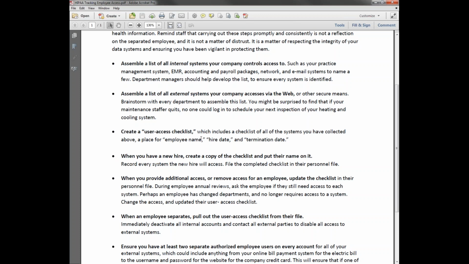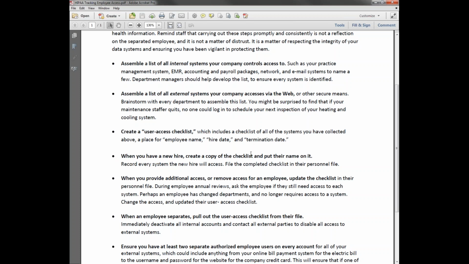Creating a user access checklist, which includes a checklist of all the systems you've collected above and places an employee name, hire date, and termination date. And this allows us to really know who has access to what system and when they were hired and when they were terminated. That way accesses have been given as well as removed, depending on if an employee is hired or terminated.